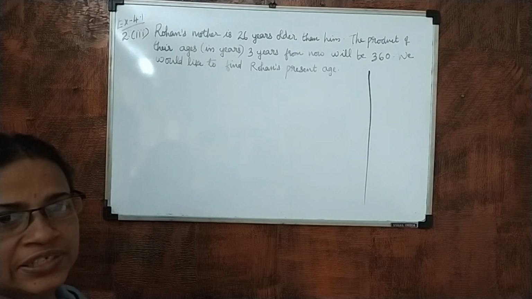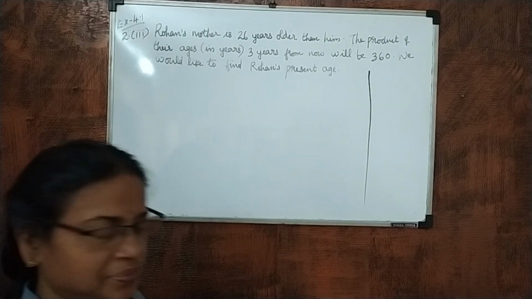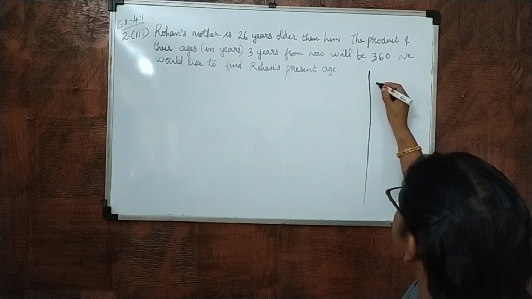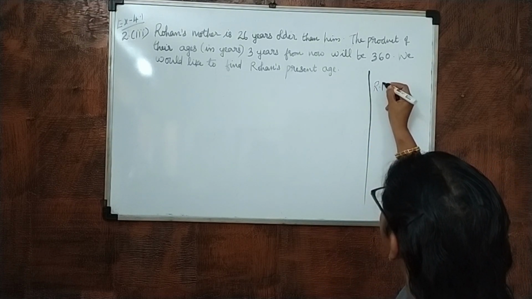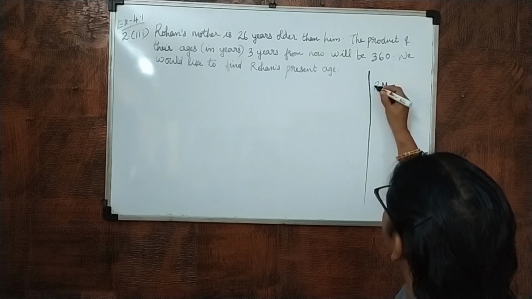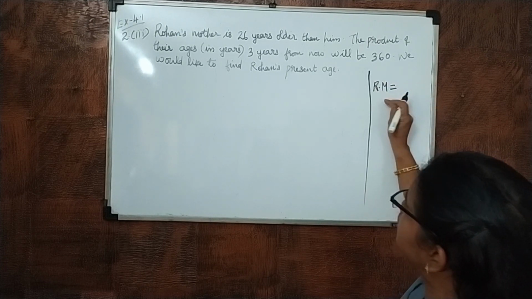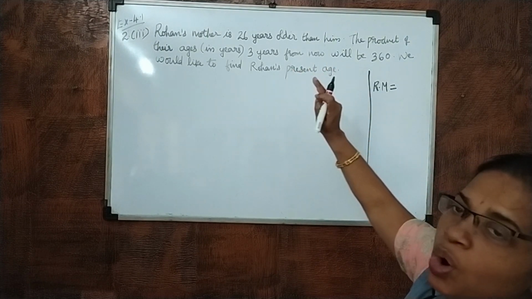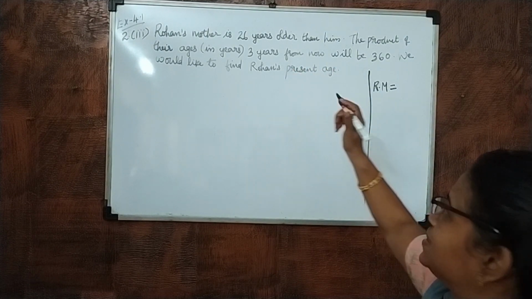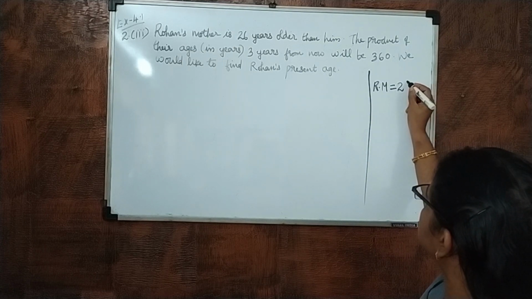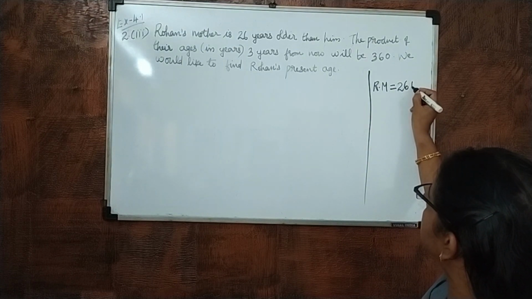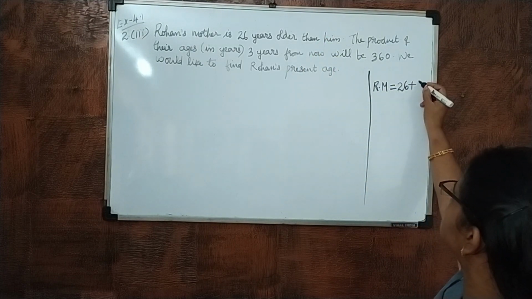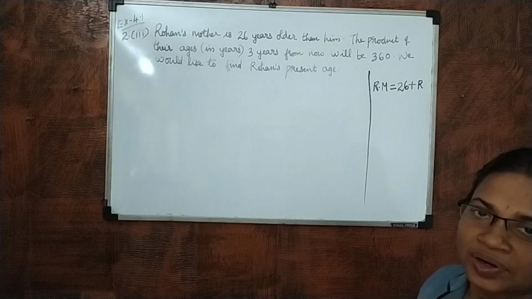So which things are given that we are going to write? First, what they told you: Rohan's mother is, means equal, 26 years older. Older means plus. 26 years older plus than him. Than him means it is Rohan. Right?